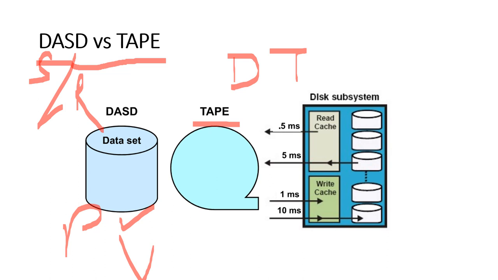A disk subsystem in the z/OS environment consists of three components. First is the disk, second is the read cache, and third is the write cache. A large cache can significantly improve the performance of the disk subsystem. Here you see something like 1 ms to 10 ms.